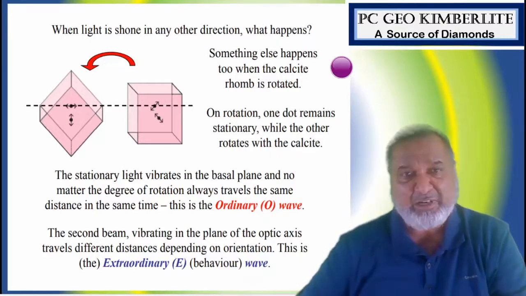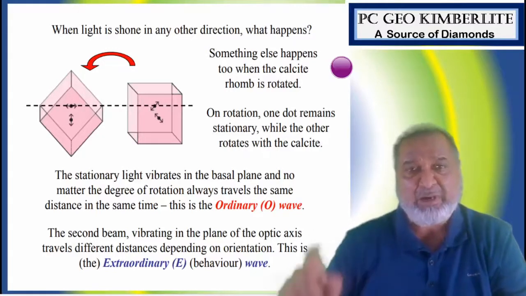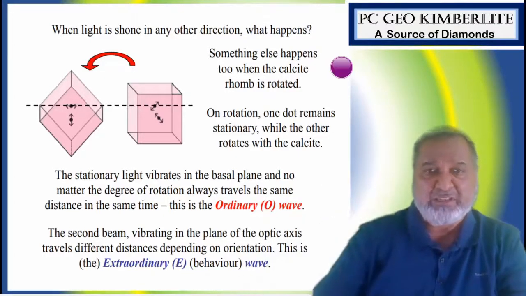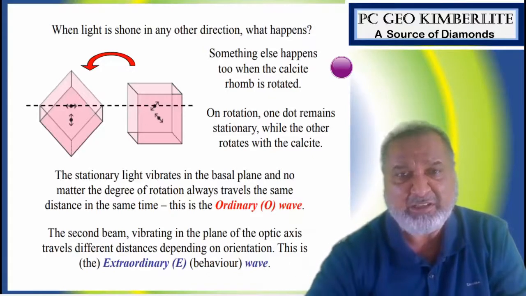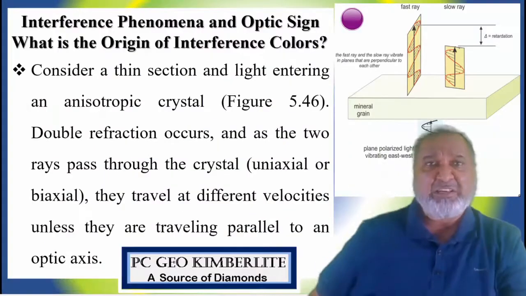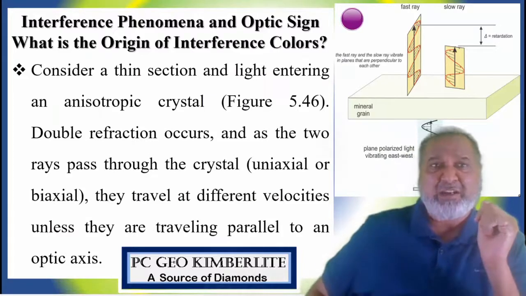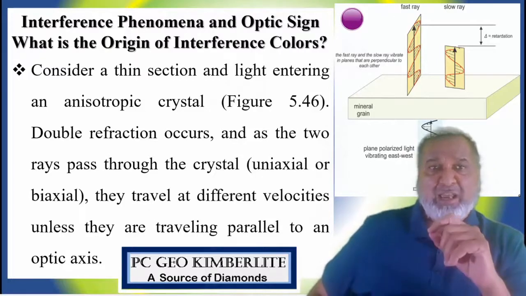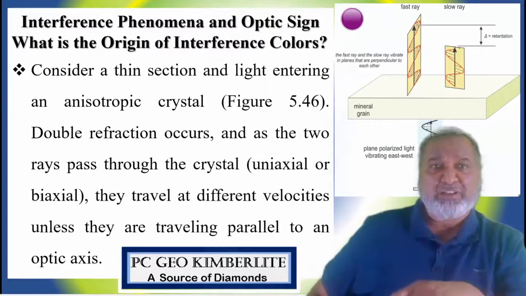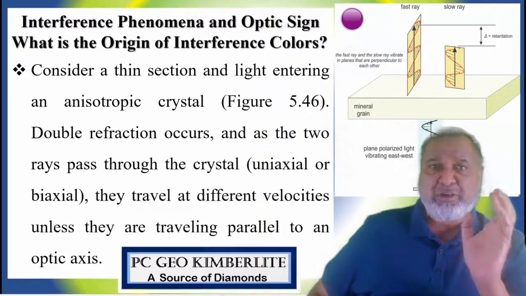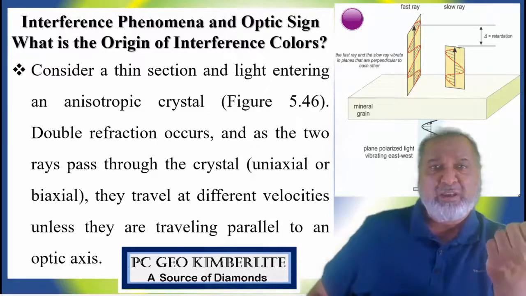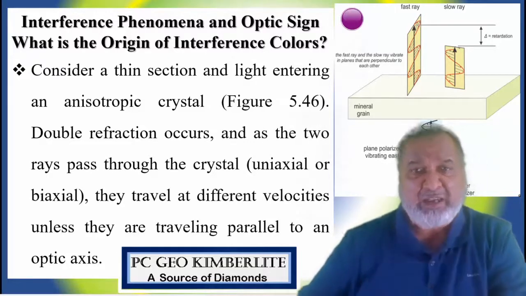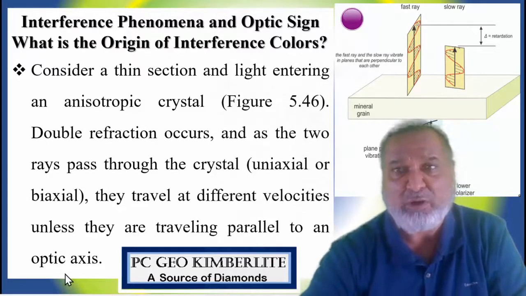This is called the ordinary ray, and the second beam, vibrating in the plane of the optic axis, travels different distances depending upon the orientation. This is called the extraordinary wave. Consider a thin section and light entering an anisotropic crystal. Double refraction occurs as the two rays pass through the crystal, whether it is a uniaxial or a biaxial mineral. They travel at different velocities unless they are traveling parallel to an optic axis.